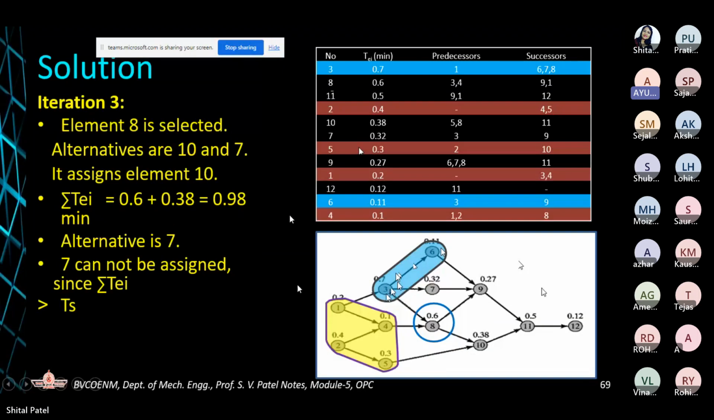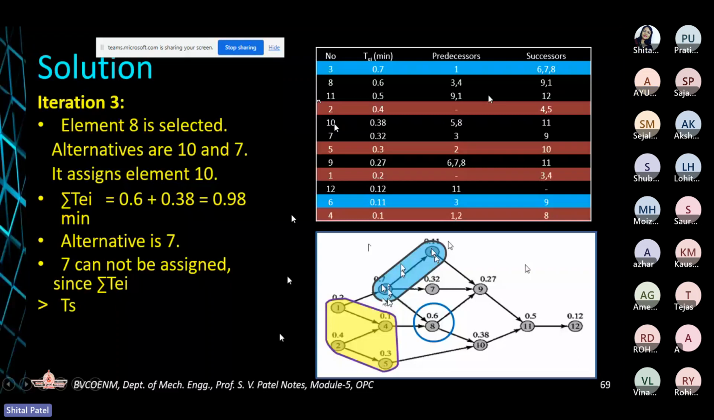Ma'am, after 8 we will check if 11 is possible first. Not 11, but its predecessor is good and the successor is not there. Then we'll go to 10, straight, because it has predecessors 5 and 8.